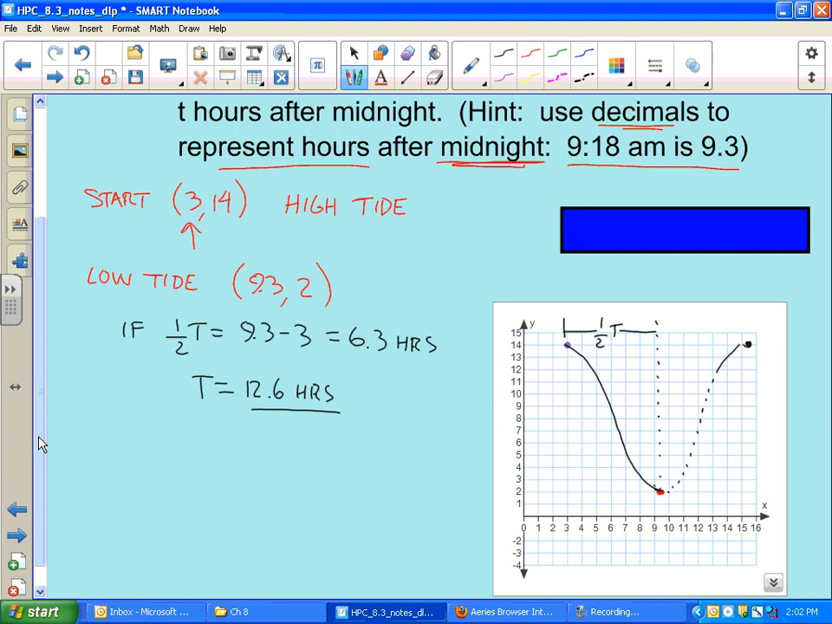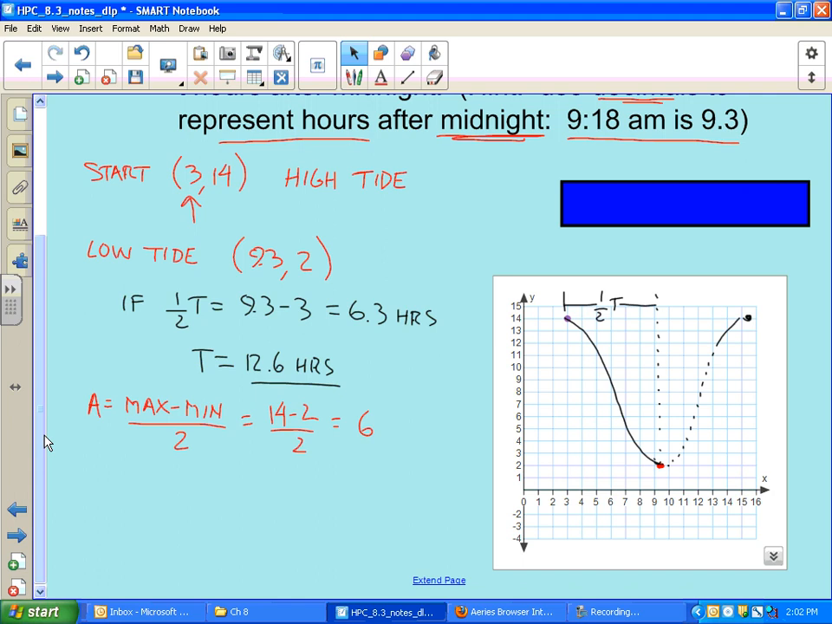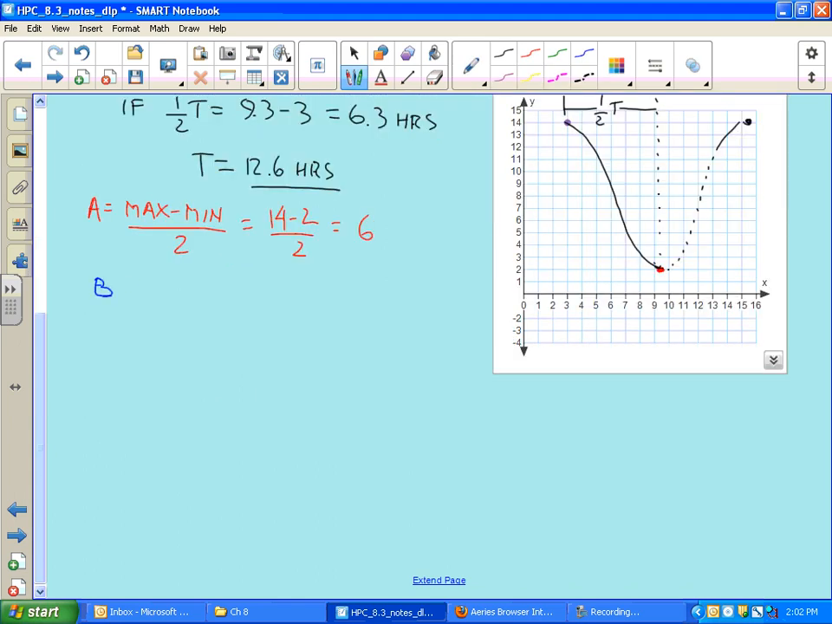In order to find an A, we need a max and a min. And we have that. We have high tide, we have low tide. So 14 minus 2 divided by 2 means I have an amplitude of 6. In order to find B, we need a period. We have that. B is equal to 2 pi over T. And we have 2 pi over 12.6. So you guys are going to convert that for me. 6.28 over 12.6 is 0.49.